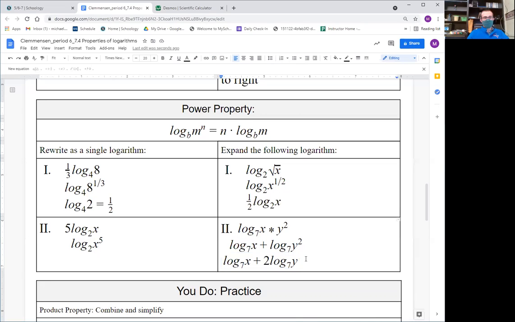All right. That's the trick right there, that sometimes I have to do other things before I can pull the exponent out. The exponent goes out front only when it's by itself, only when the whole thing is being exponentiated. Okay. Are there any questions on either of these 2 problems before I set you loose to work on the you do practice problems?